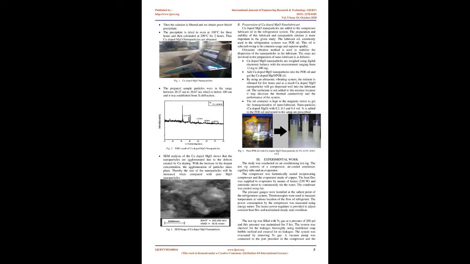The steps involved in the preparation of nano-lubricant are as follows. Cu-doped MgO nanoparticles are weighed using digital electronic balance with the measurement ranging from 12 mg to 200 mg. Add Cu-doped MgO nanoparticles into the POE oil and get the Cu-doped MgO/POE oil. By using an ultrasonic vibrating system, the mixture is vibrated for few hours and as a result Cu-doped MgO nanoparticles will get dispersed well into the lubricant oil. The surfactant is not added to this mixture because it may decrease the thermal conductivity and the performance of the system. The oil container is kept in the magnetic stirrer to get the homogenization of nano-lubricant.